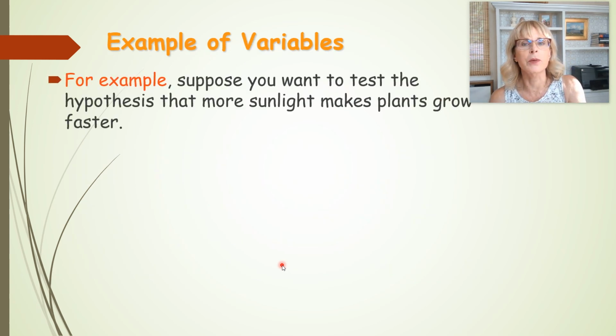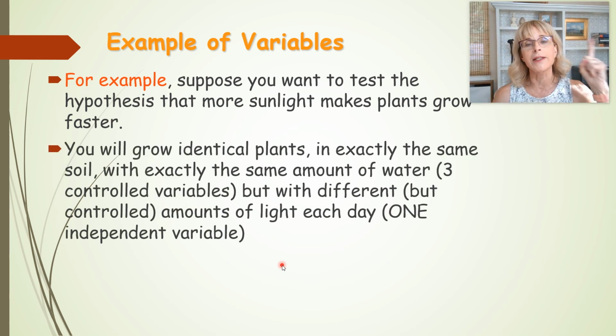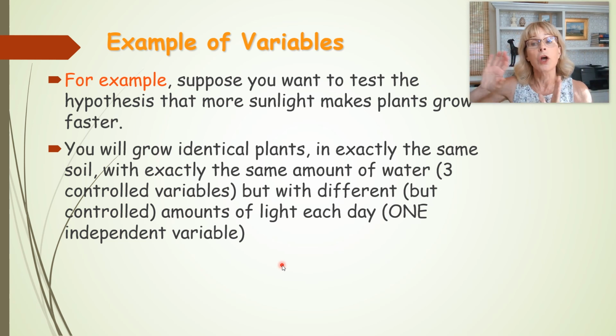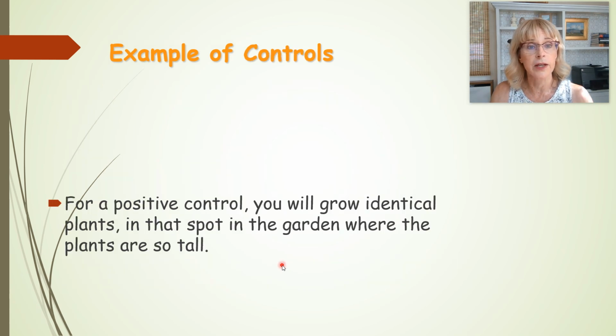So examples of variables. If you want to test the hypothesis that more sunlight makes plants grow faster, then you would grow identical plants in exactly the same soil with exactly the same amount of water. Those would be 3 of our controlled variables, but with different amounts of light each day, one independent variable. And what would you measure would be the dependent variable, and we might say the total weight of each plant after 3 months of growth, right?